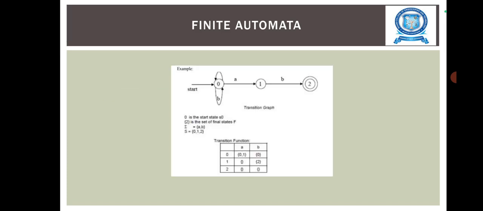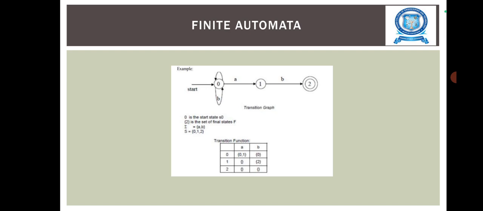Here it shows the transition diagram and transition table for a deterministic finite automaton. That means here we have the input symbols A and B. The states are 0, 1 and 2. The start state is represented as 0. The double circle is represented as a final state. Here 0 is the start state, from state S0 to S1, S1 to S2. The inputs are A and B.